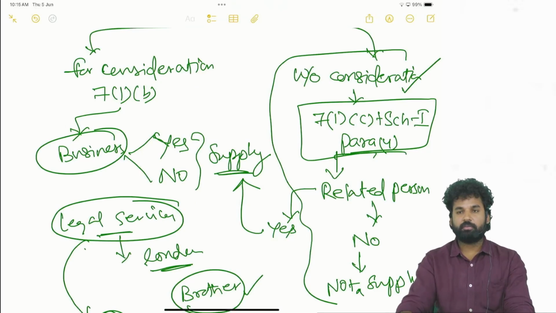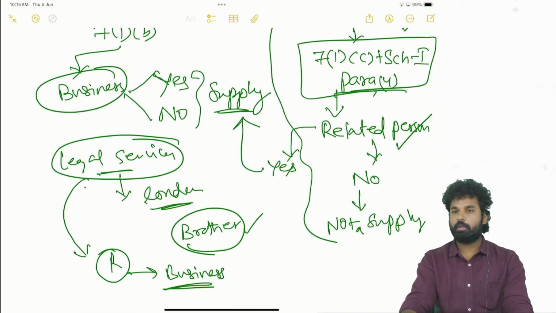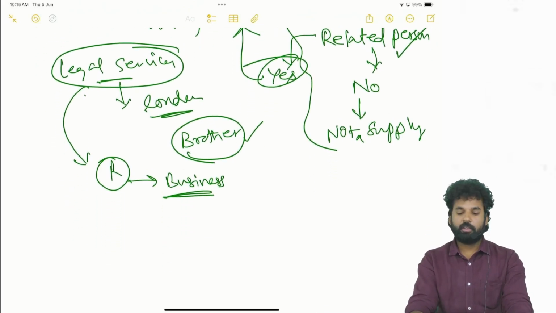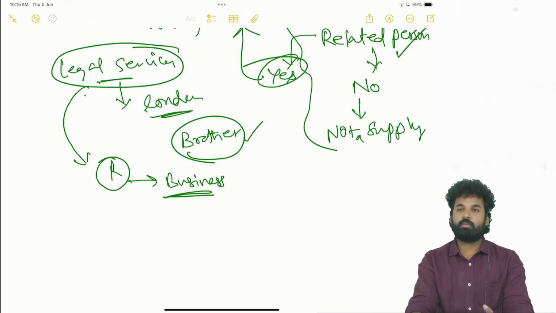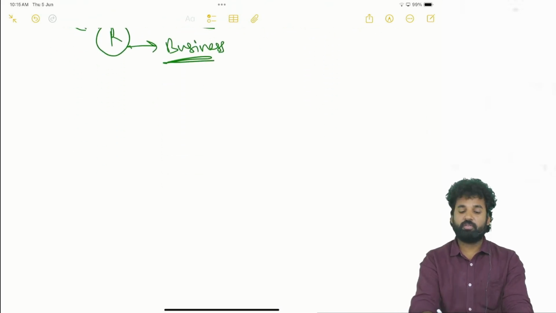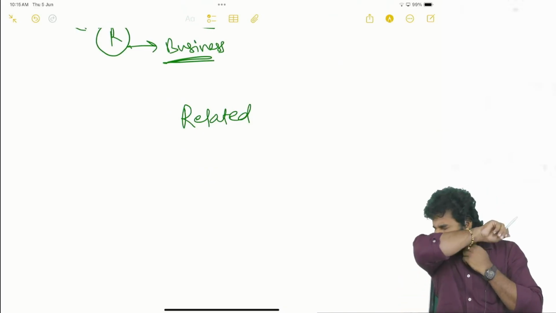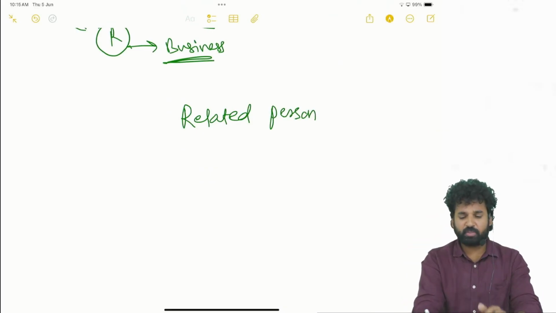Without consideration, related person, supply or not a supply? So the question here is whether brother relationship will fall under the definition of related person or not. Yesterday we have seen the definition of related person, correct? Related person definition we have seen.